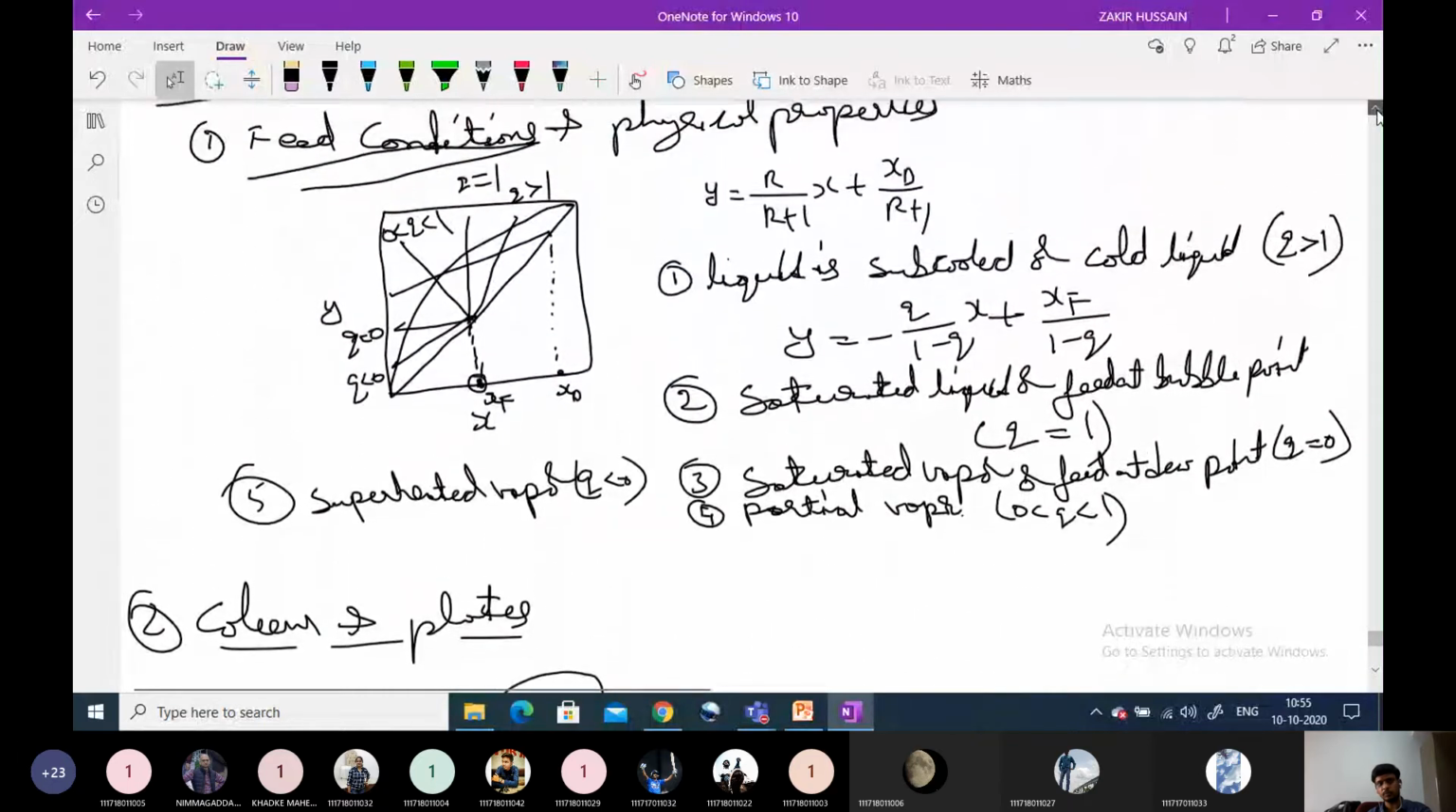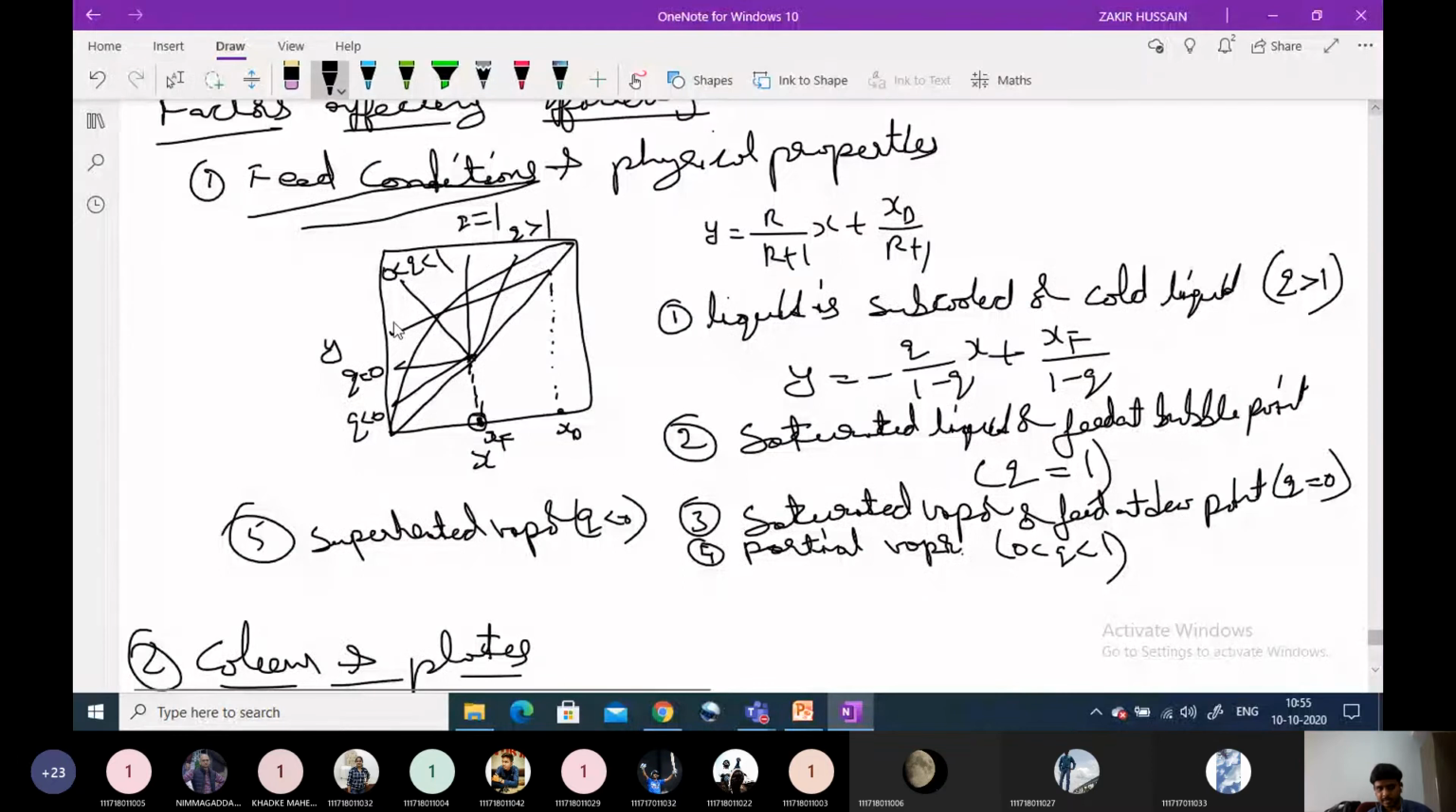So if you see this line, this enriching section will depend on this reflux ratio R. R is equal to L by D. Depending on this only, our top section operating line will come like this or like this, or it will come lower. Depending on this only, the shape of the straight line will be there.